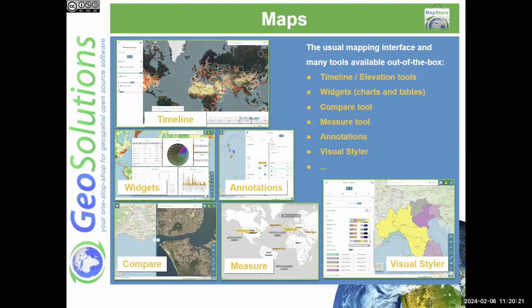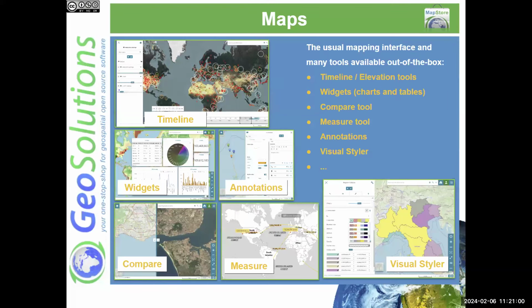Here are a few plugins that we want to highlight. The first one is the timeline or elevation tool. When there is some data that provides information about a time range, you will see a plugin like the timeline that allows you to filter the data. You have the possibility to create a widget based on a layer source dataset. So based on a layer that you have in a map, you can create charts, tables, counters, or add information on top of that.